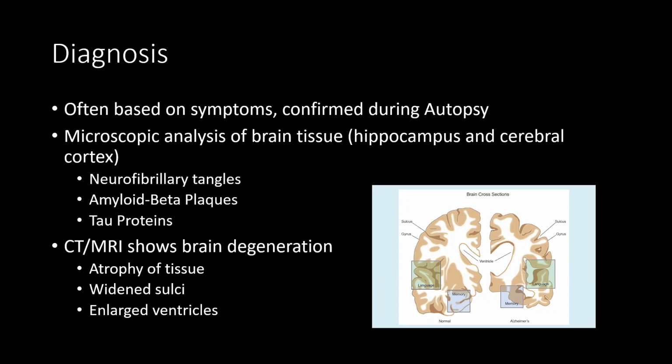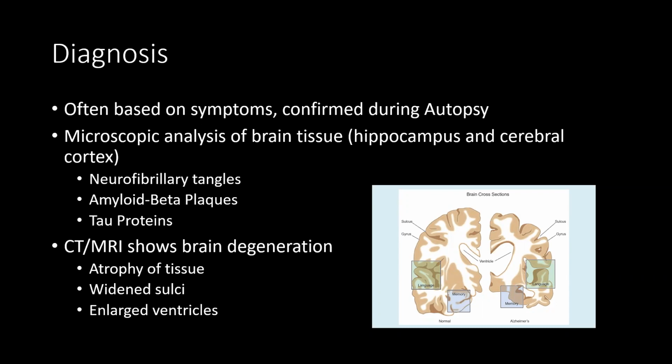The first thing that we see is neurofibrillary tangles, and these are supportive structure proteins that get tangled up and cause cell death. The cell death causes brain tissue death and shrinking. We also see amyloid beta plaques, which is a type of protein that deposits into the cells and causes the similar cell death. The third cause that we can see is an increase of tau proteins, and that works similarly as well. A CT or an MRI would show the brain degeneration due to those 3 causes, and this would have an atrophy of brain tissue, widening of the sulci, and enlarged ventricles.